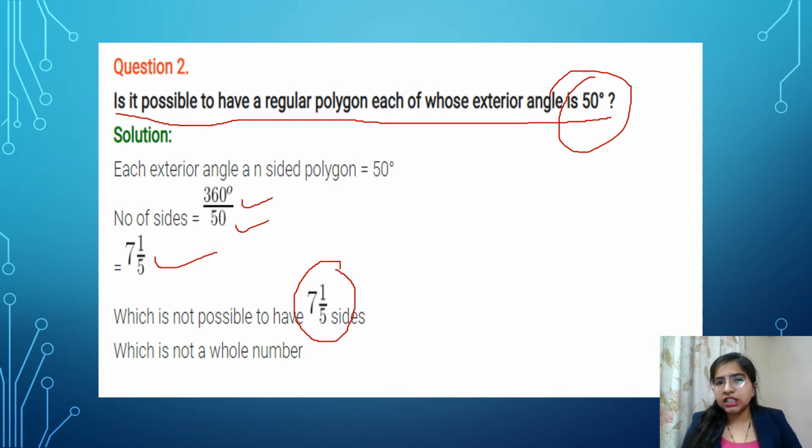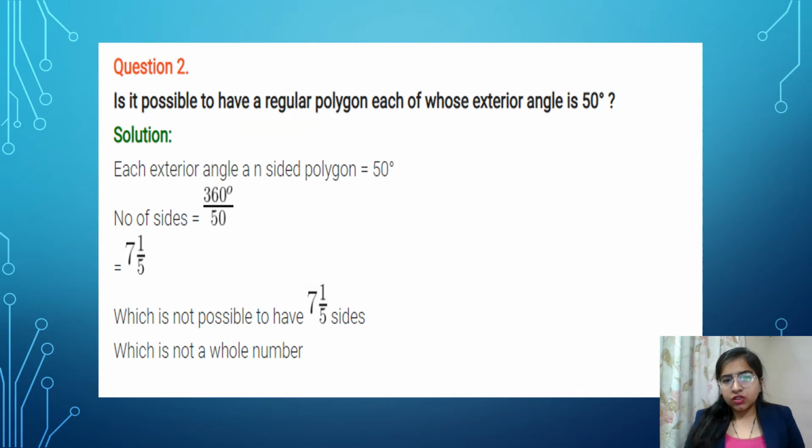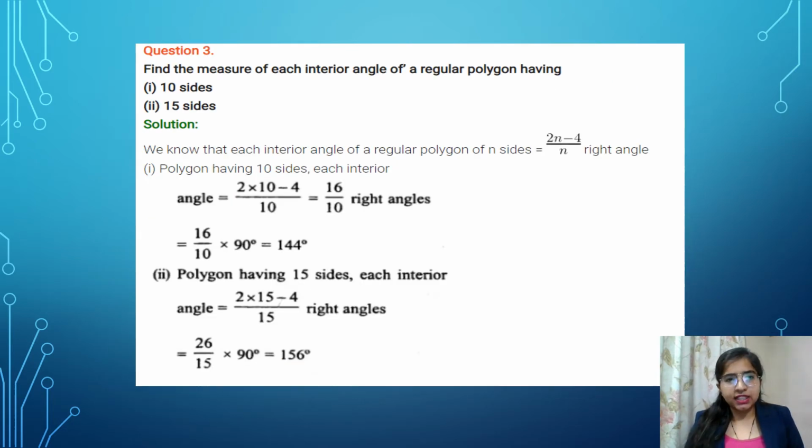So this polygon is not possible, because the question was, is it possible to have a regular polygon? No. It is not possible, because in a polygon there must be a number of sides. The number of sides must be a whole number. Clear, all of you?